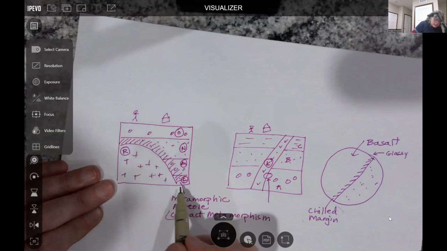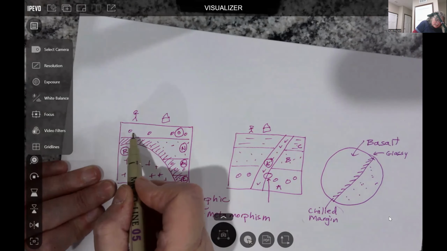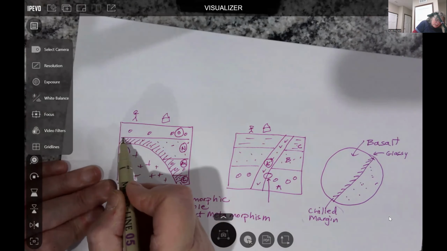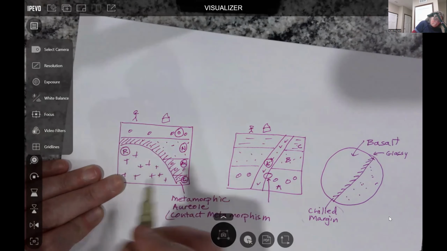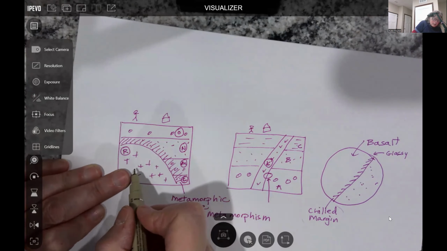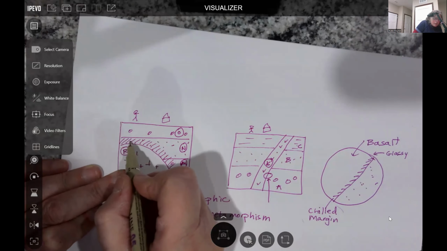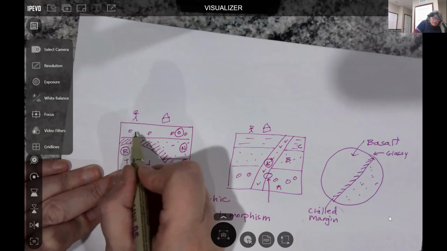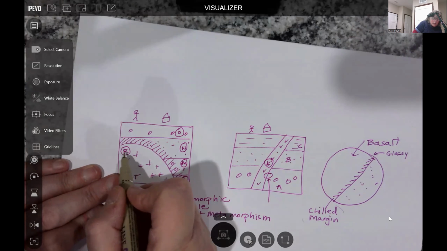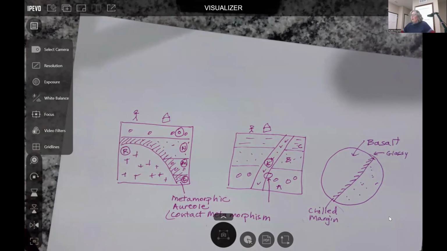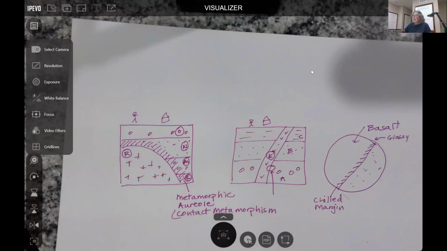Now, the way I've drawn it here, the metamorphic aureole doesn't actually extend up into O, this unit. So it's possible that we could say that the granite intruded after N but before O. It's also possible that that was just too far for the heating to make a difference to the rocks. And in fact, R is younger than or happened after O. So that's some simple cross sections and intrusions and metamorphic aureoles. We're going back to the slides now.